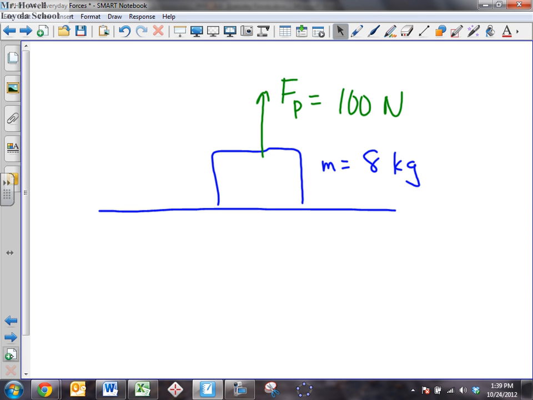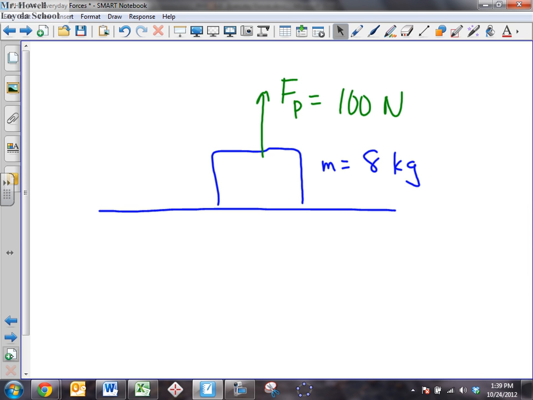The question to you is this again. Will the object move off the table? If so, what's the acceleration? If not, what's the normal force? Again, will the object move off the table? If it does move off the table, what's the acceleration? If it doesn't move off the table, what's the normal force the table is providing?